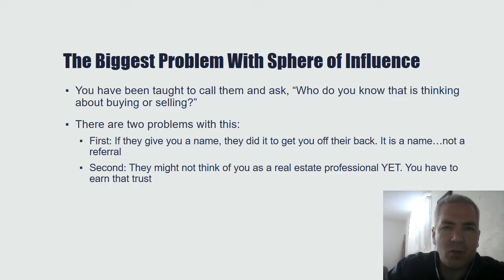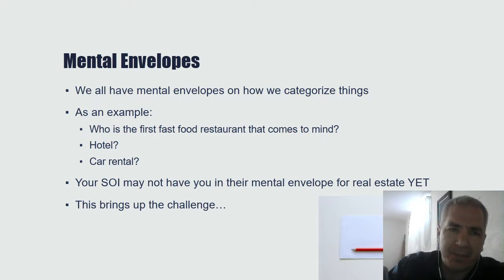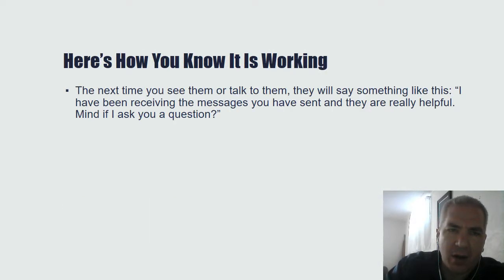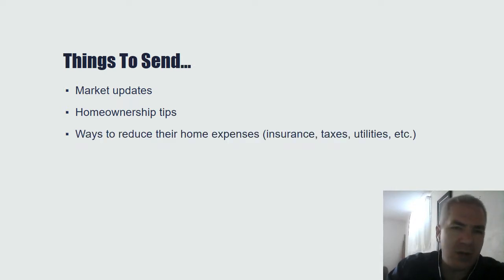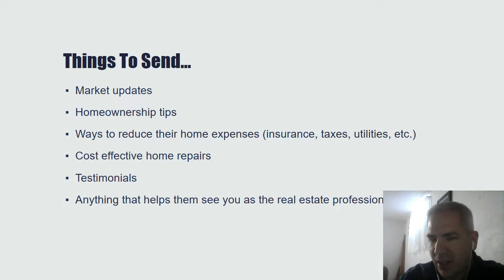People ask, what kinds of things should I be sending them? You can send market updates. You could send tips on owning a home, ways to reduce their home expenses, cost-effective home repairs. You could even send testimonials, anything that helps them see you as the real estate professional. Make mental notes of these: market updates, tips, testimonials, because we're going to use these with the advanced strategies I'm going to show you.